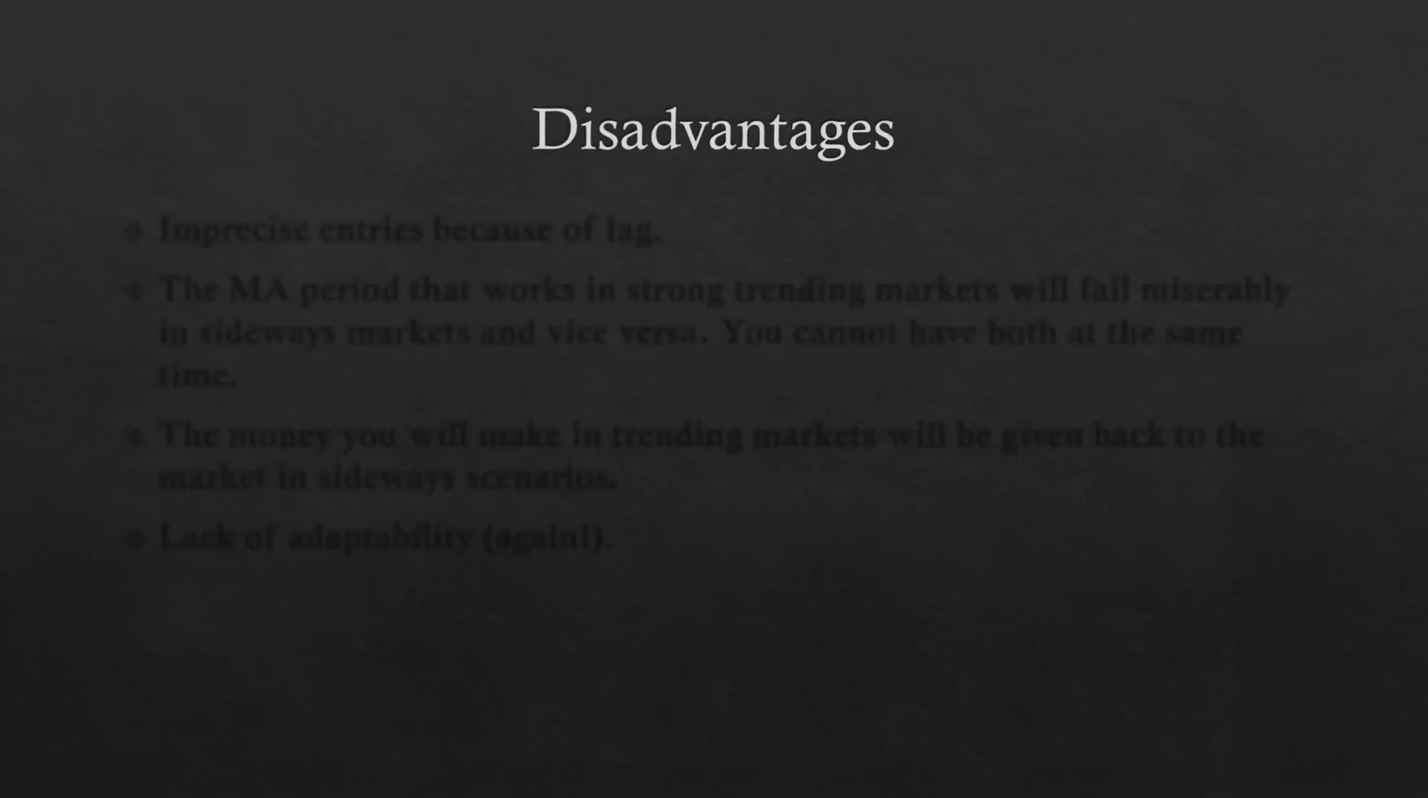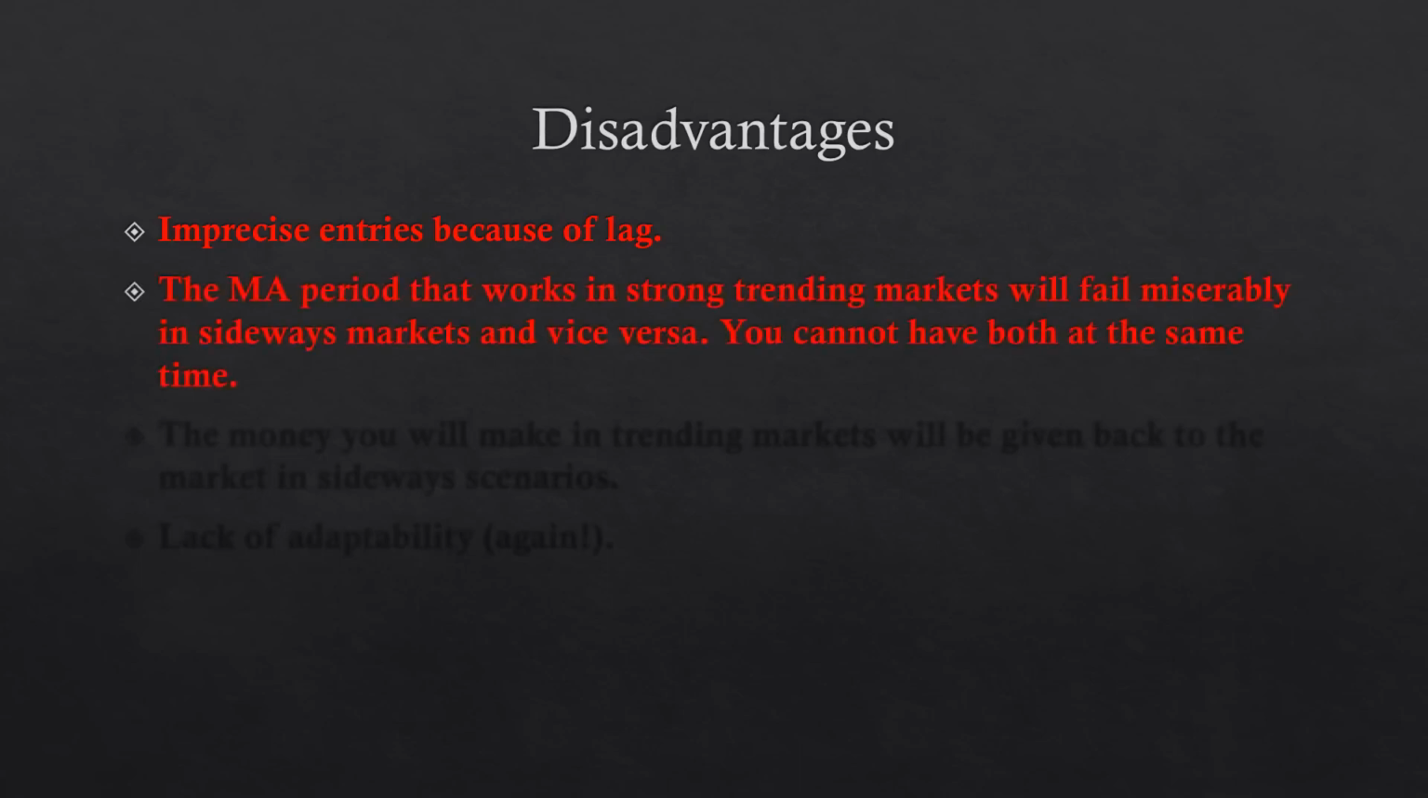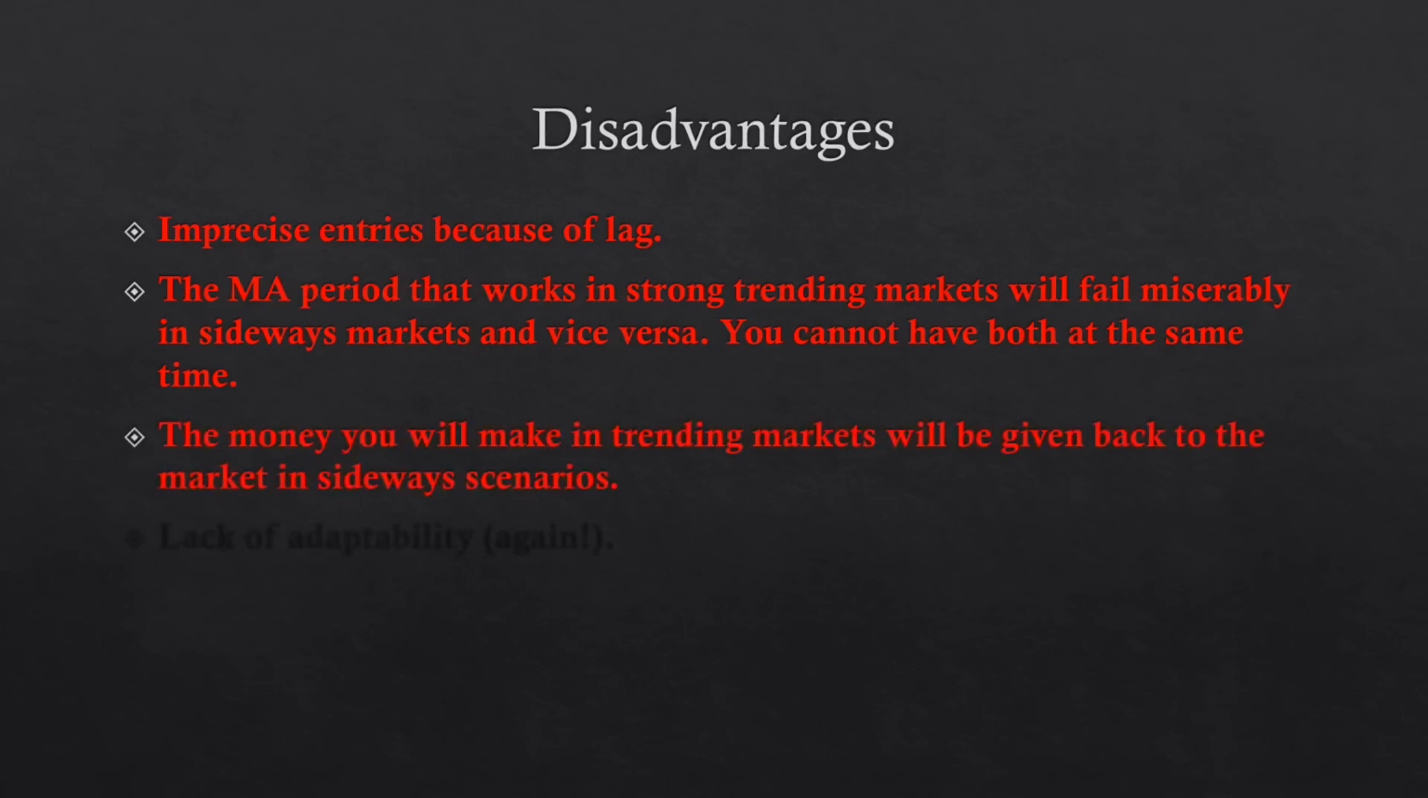The first disadvantage is that there is quite a bit of lag in moving averages, so entries will always be imprecise. Another disadvantage is that the moving average period that works in strong trending markets will fail miserably in sideways markets and vice versa. The problem here is that we cannot really know when trends will turn into sideways markets or when sideways markets will turn into trends. That basically means that the money you will make in strong trending markets will be given back to the market in sideways scenarios. That will put you in a relentless roller coaster where you'll believe that you have a winning system only to find out later that the system was terrible.